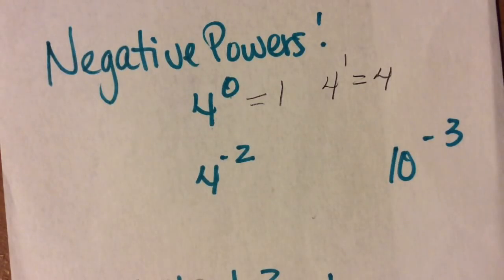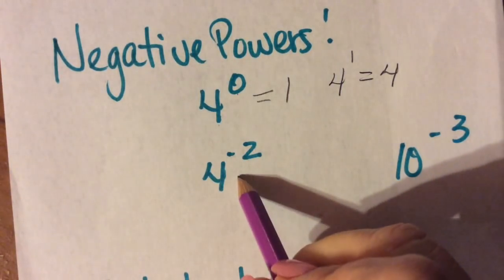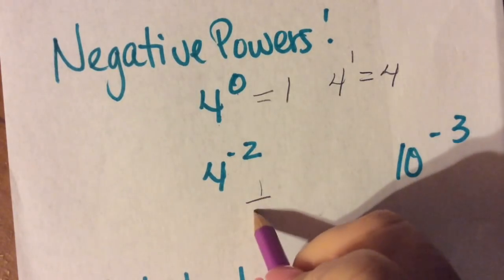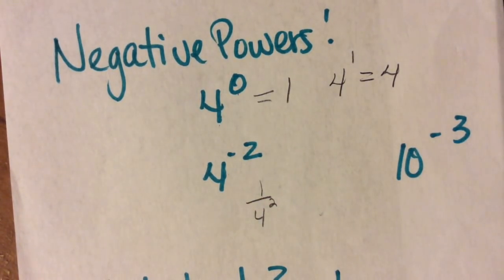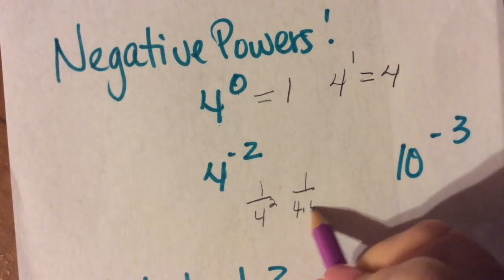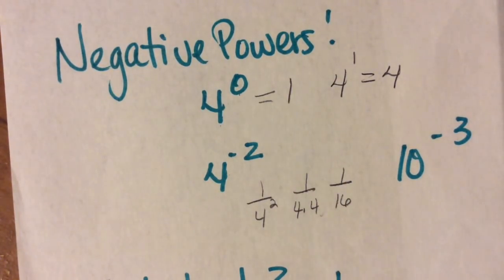I've got 4 to the negative 2. You can never keep your negative exponents or powers. What you're going to do is take this and put it over 1. So it'll become 1 over 4 to the 2, and then your power becomes positive. So this means it's 1 over 4 times 4, which we of course know is 1 over 16.